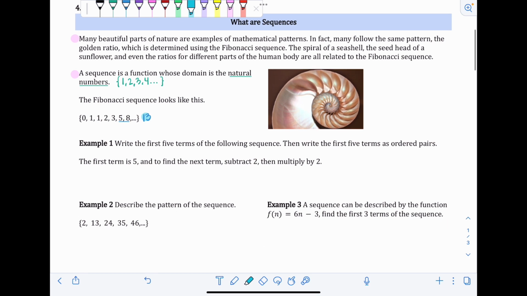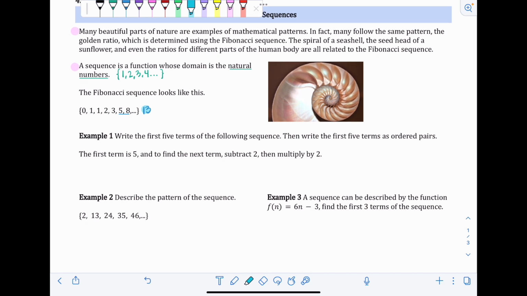Okay, so example 1: write the first 5 terms of the following sequence, then write the first 5 terms as ordered pairs, which are points that you would put on a graph. The first term is 5, and then to find the next term, you would subtract 2 and then multiply by 2.